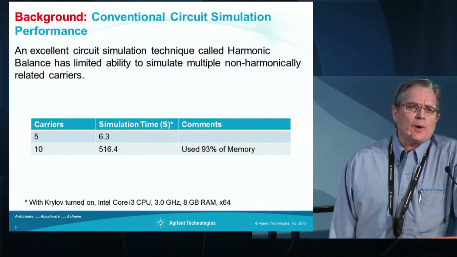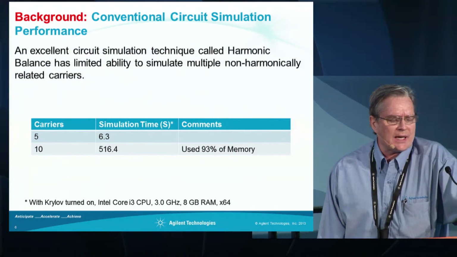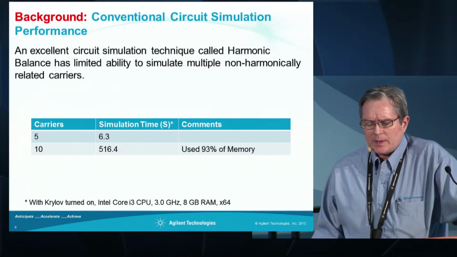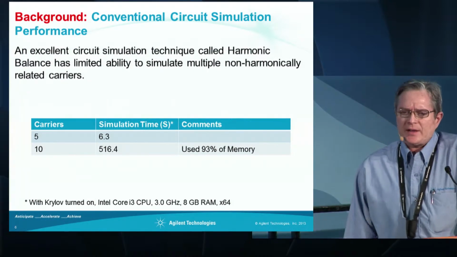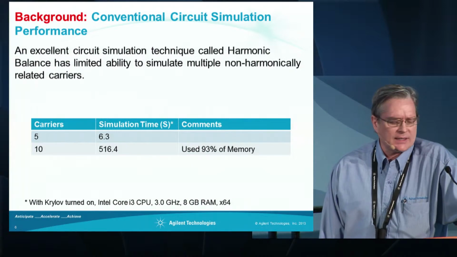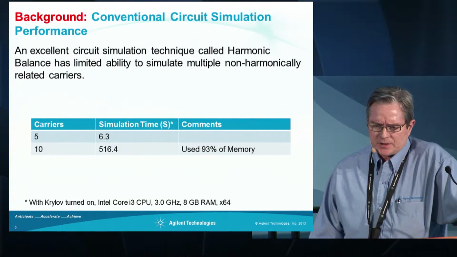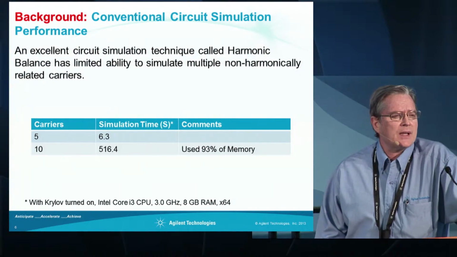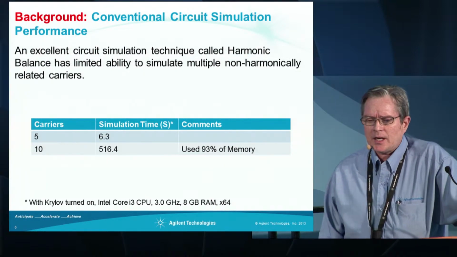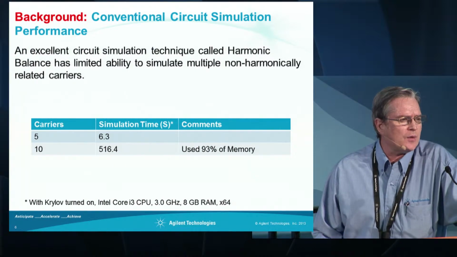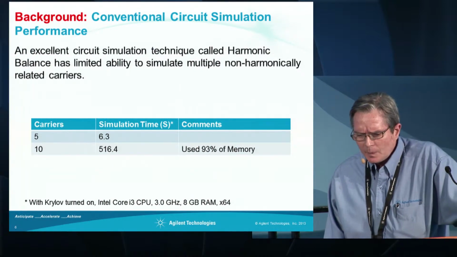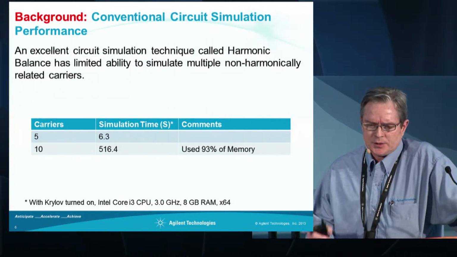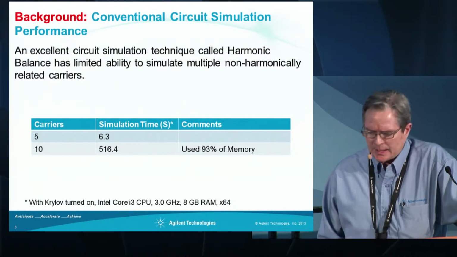Harmonic balance is a great circuit analysis tool. In this particular setup, you see a typical simulation of 5 carriers take around 6 seconds, and for 10 carriers, it's over 500 seconds. Harmonic balance is a great circuit simulator, but it's just not optimized to solve this particular problem. Of course, there are things you can do with harmonic balance to speed it up, like making the carriers harmonically related.